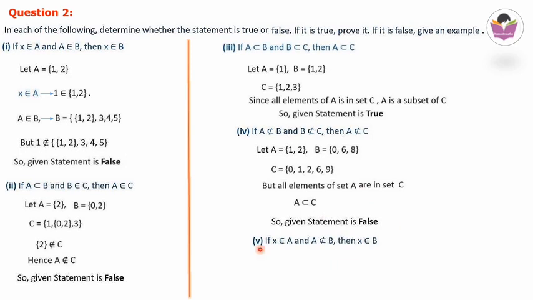Next is question number 5. If X is an element of A and A is not a subset of B, then X is an element of B. And question number 6. If A is a subset of B and X is not an element of B, then X is not an element of A. Next we shall discuss question number 3.